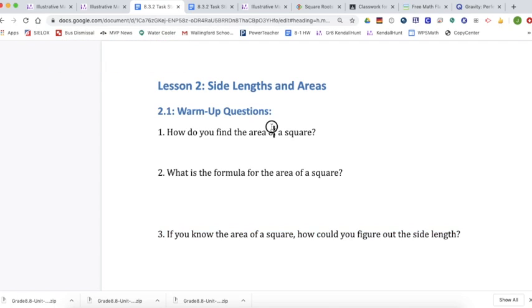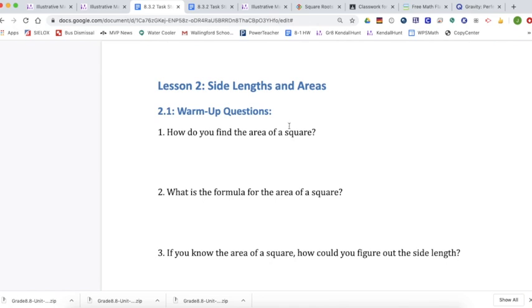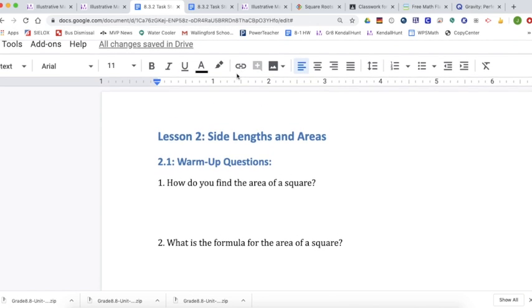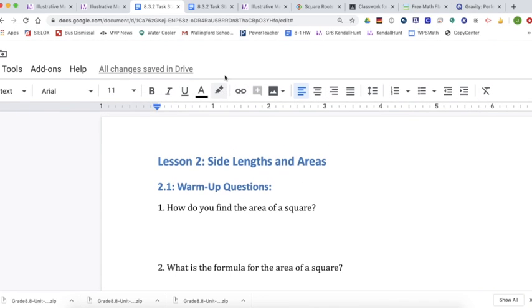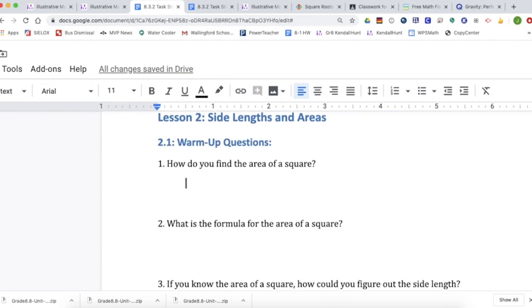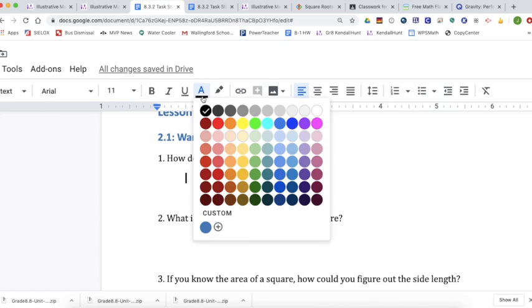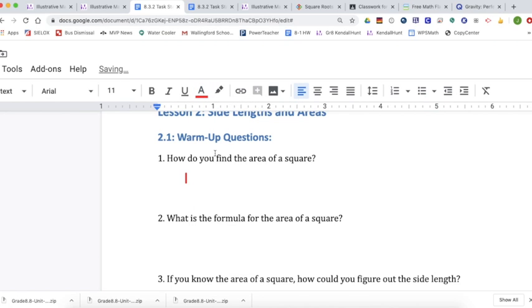So the area of a square is basically just a rectangle. But the special thing about the square is that it has all four of the same side lengths. So we can find the area by multiplying the side length times the side length.